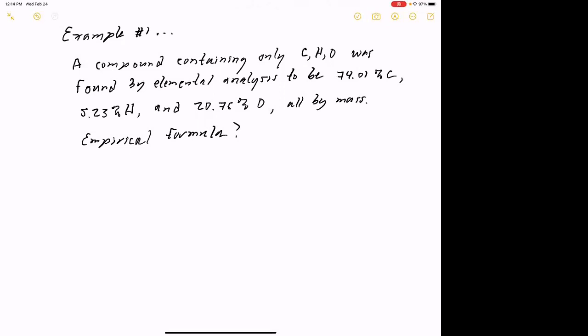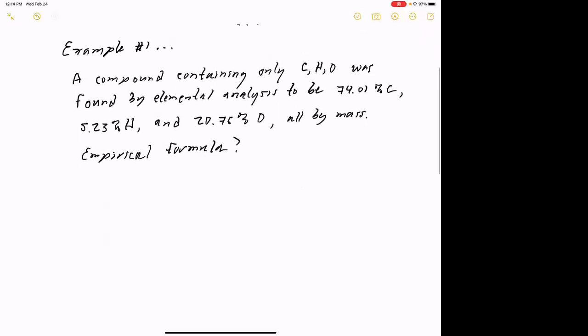So here's the deal. We got a compound that contains carbon, hydrogen, and oxygen only. And we did elemental analysis on it like we talked about in the video. And we found out that it was 74.01% carbon, 5.23% hydrogen, and 20.76% oxygen all by mass. Now, if you add all those up, they should come out to 100 or something really, really close to it. Okay, sometimes within experimental error, when you add them up, you might get a little bit higher or a little lower than 100, but it should be really close to that. So we want to get an empirical formula out of this.